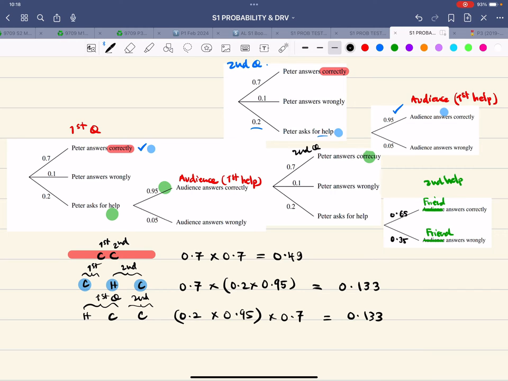So far so good. And what is the last one? Peter asked for help both the times. That means, let me choose this purple color.